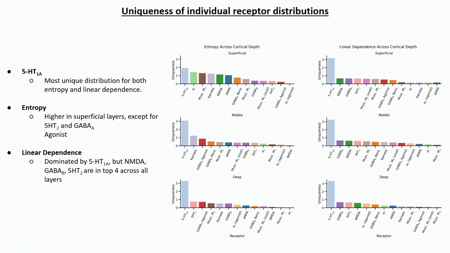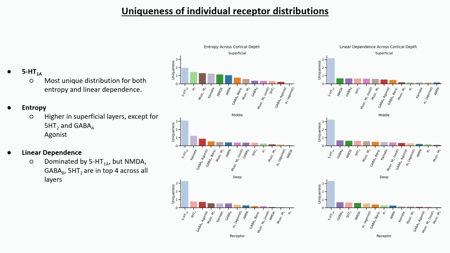So before we were looking at fingerprints, so all the receptors together, but there's also a question of how the individual receptors vary through the layers. And so we wanted to try to quantify the uniqueness of the receptor distributions in the different layers. So we have 2 different metrics for doing that. One is just entropy again, the entropy of each receptor over the surface. And then we also looked at linear dependence, so you basically just take one receptor map and regress it on all of the others. And what we see very clearly is that 5-HT1A that I had mentioned before jumps out quite obviously. It has a very unique receptor distribution pattern.